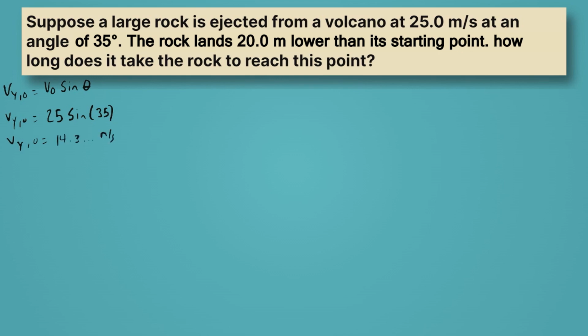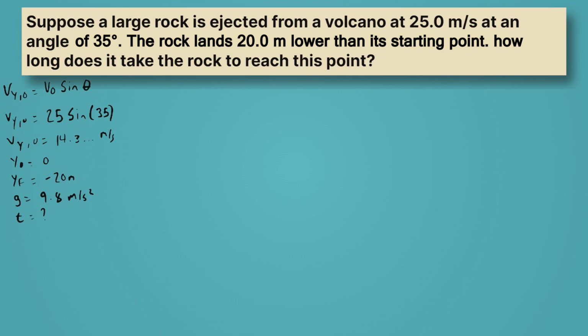So we want to keep all of that in our calculator. What else do we know? Well, we know that the initial displacement we've defined as 0. And we also know that eventually it's going to be below that point by 20 meters or minus 20 meters. Lastly, we know gravity. It's 9.8 meters per second squared. And what do we want to find? We want to find time.